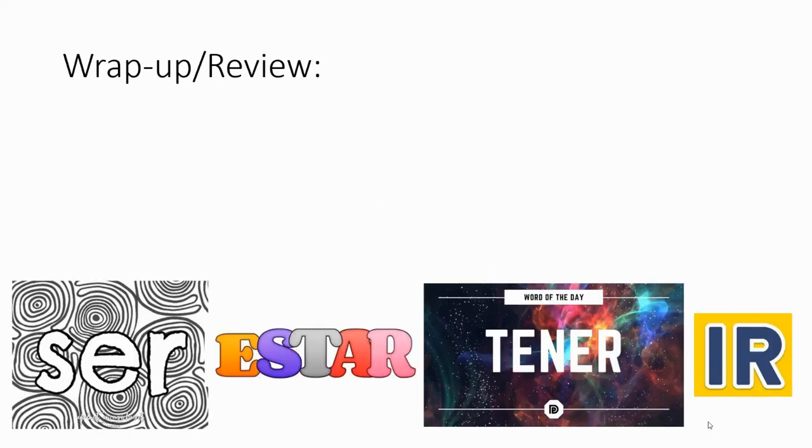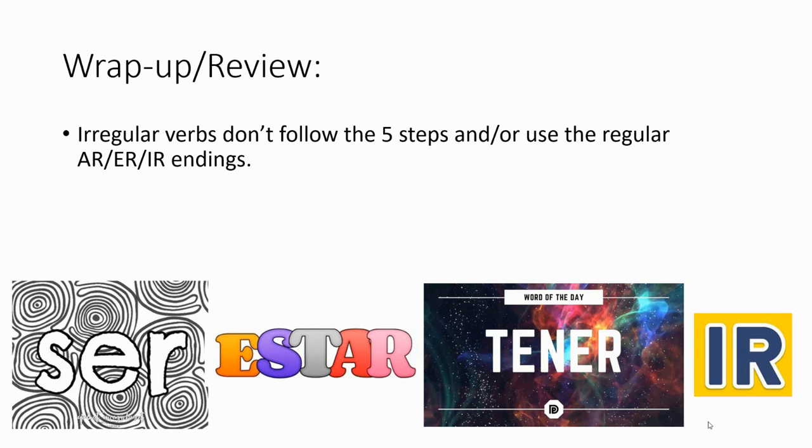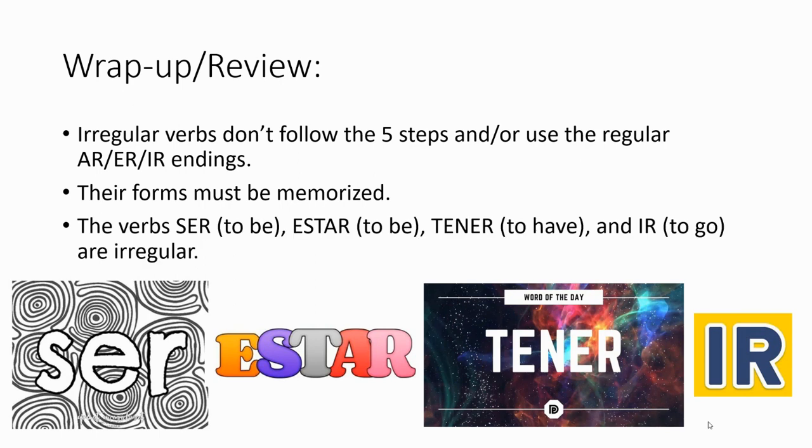So to wrap up and review, irregular verbs don't follow the 5 steps and or use the regular AR, ER, or IR endings. Their forms must be memorized. And the verbs ser, which is to be, estar, which is also to be, tener, which is to have, and ir, which is to go, are irregular.